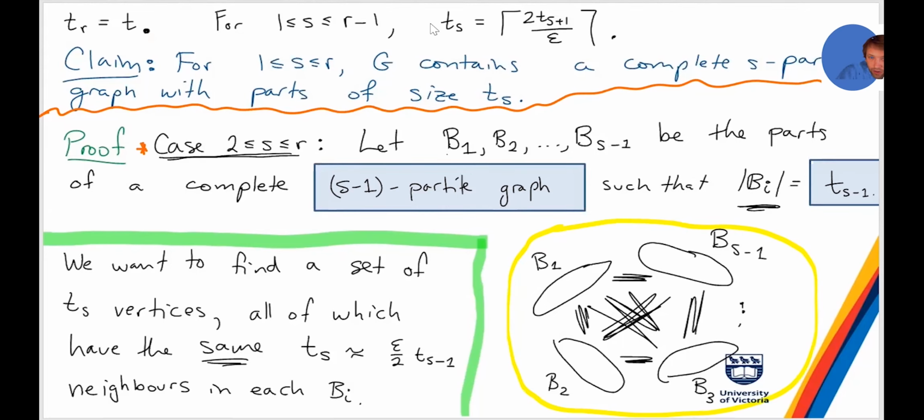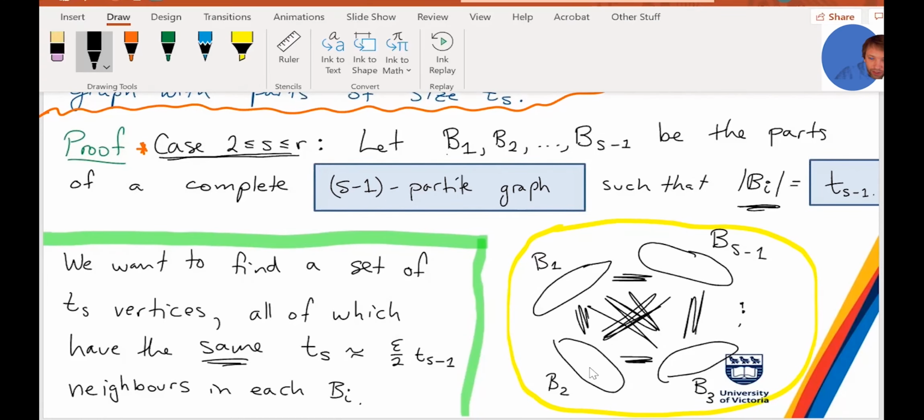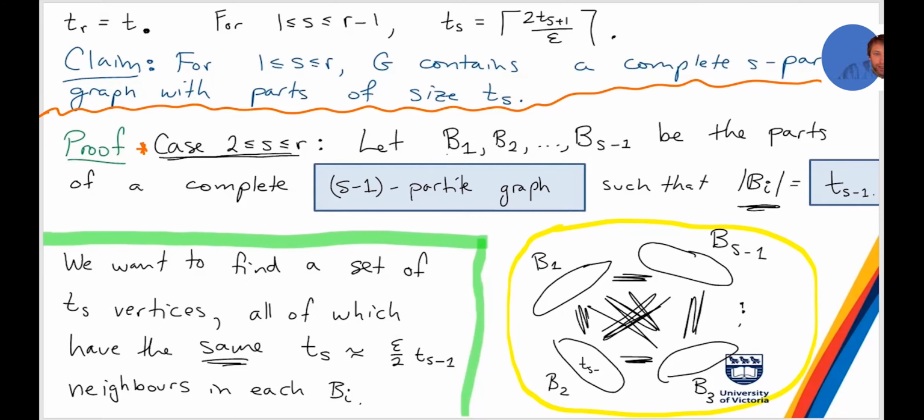Okay, so that's where I get this picture in the corner. So this is what these things look like, where each of these sets have size at least T sub S minus 1. Okay, so we want to build the next set, the next part of the complete S partite graph. And so what we want to do is find T sub S vertices. Those are going to form the S-th part of the complete S partite graph.